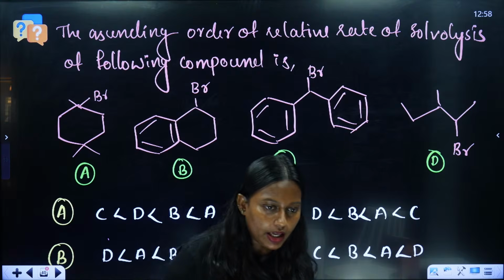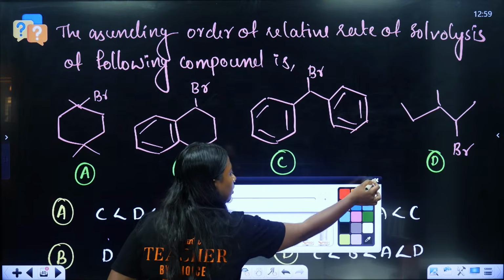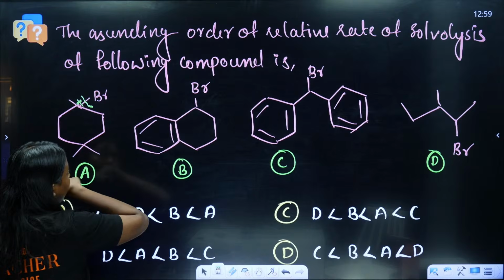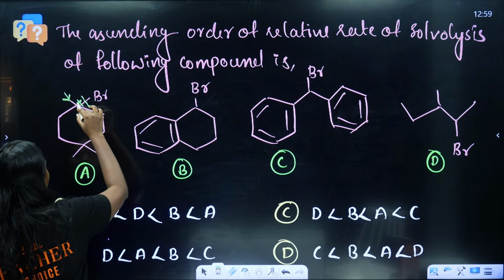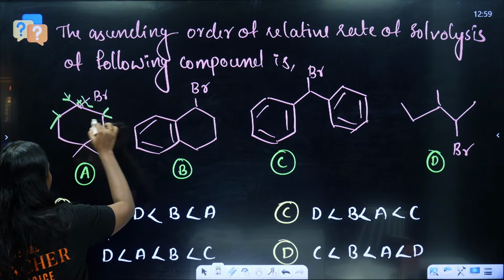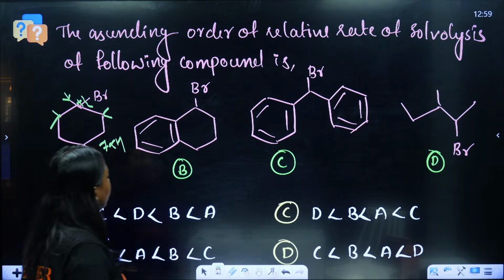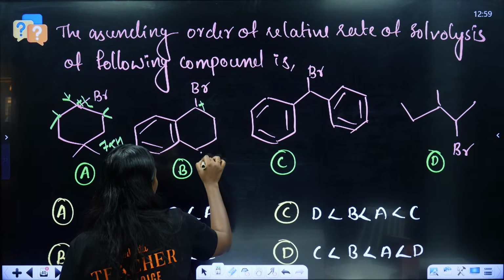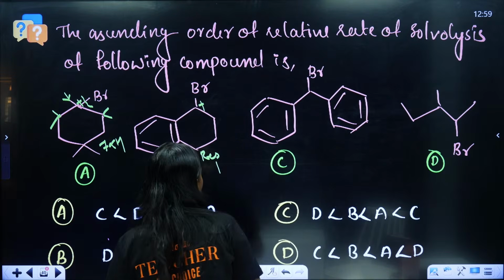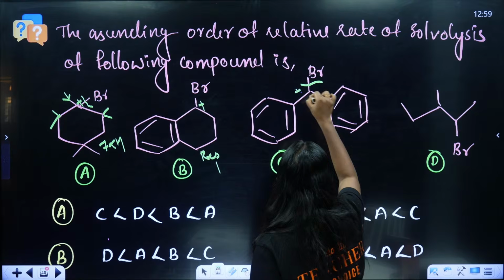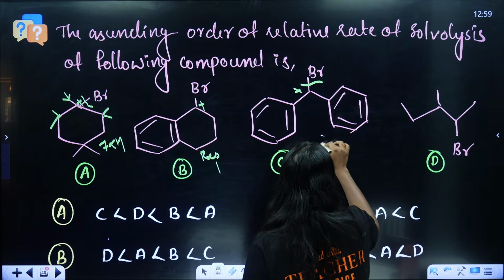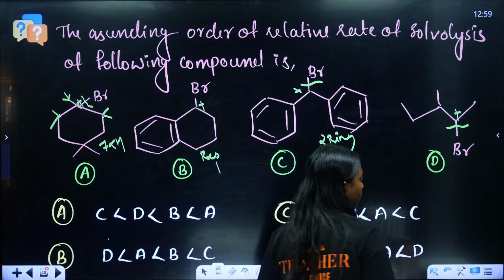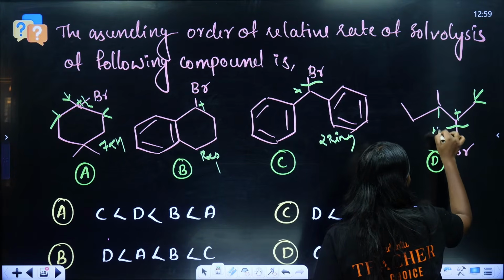Durga is saying CBA. Okay, let me check. In B, a cation is formed, so we can count the number of alpha hydrogens: 1 2 3, 1 2, 1 2 3, so 7 alpha hydrogens. Then the positive charge moves: positive, negative, positive single double. Resonance is there, one ring resonance. In the other, positive single double, positive single double, two ring resonance is there. So the carbocation will form, with 4 alpha hydrogens here.